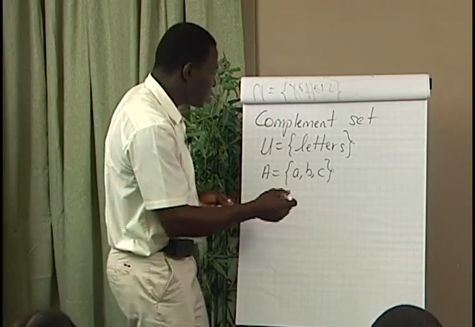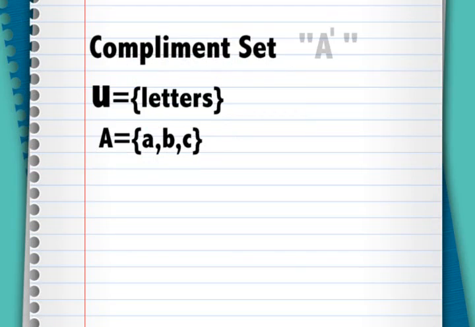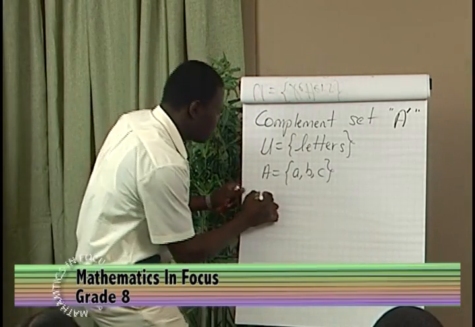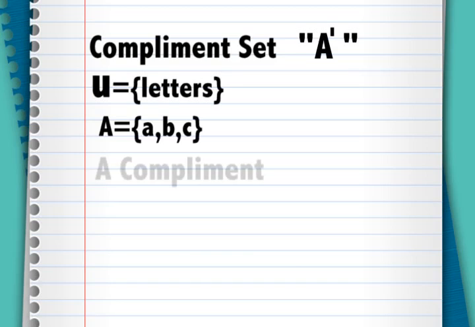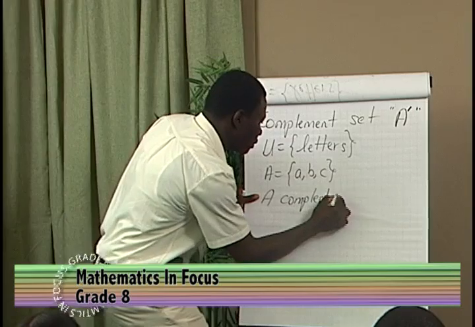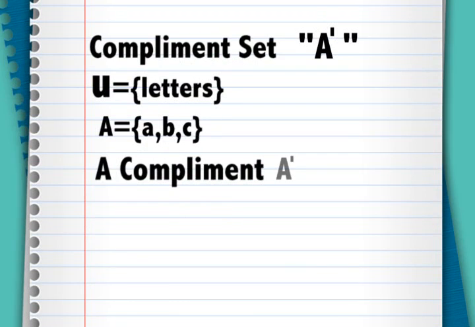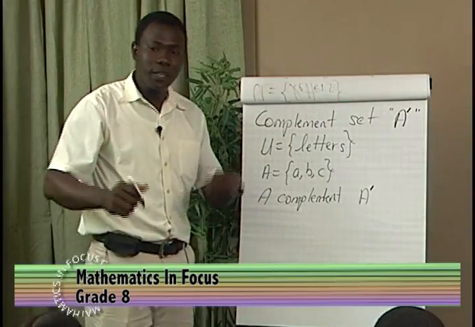So the complement set, we denote it with, for example, A with a dash up here, and we say A complement. The elements outside of A are written as A with a dash up there, A complement.